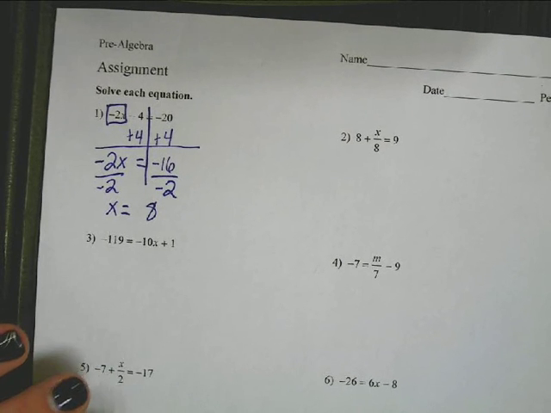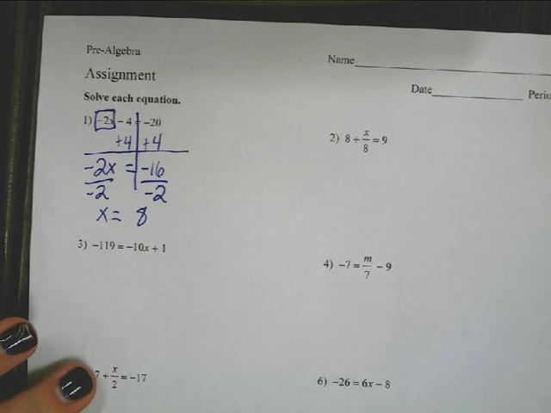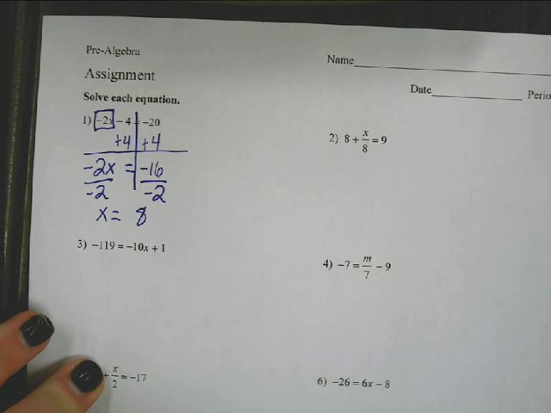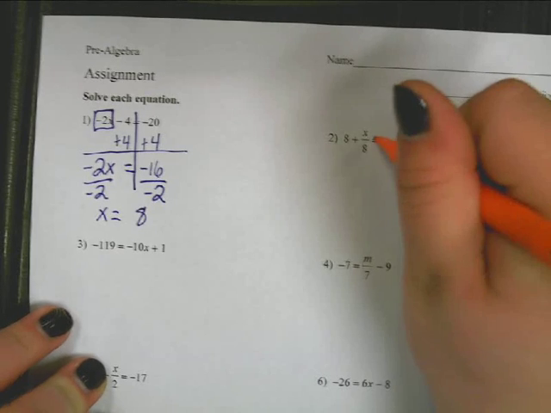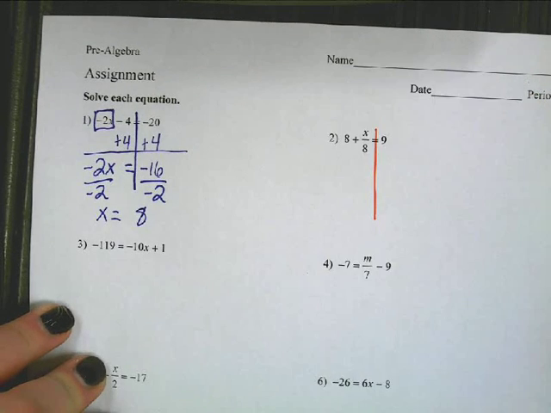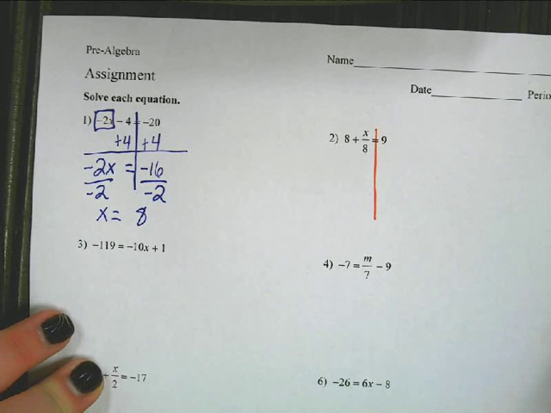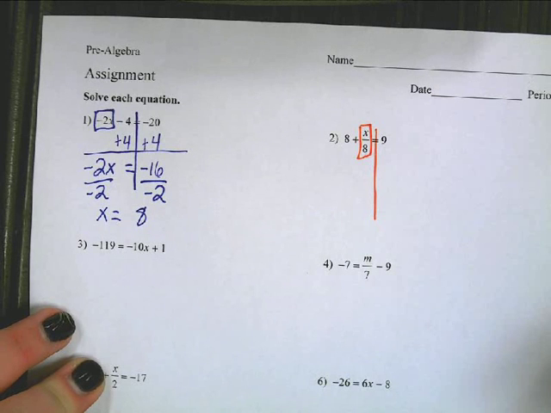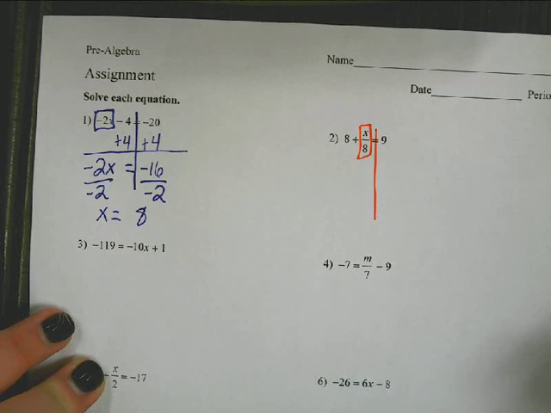Okay, let's go to number 2. So you're going across the page. 8 plus x divided by 8 equals 9. Draw your line. x divided by 8. So now what am I going to do? Negative 8. Why am I subtracting 8? Because it's already a positive. So I'm subtracting 8.